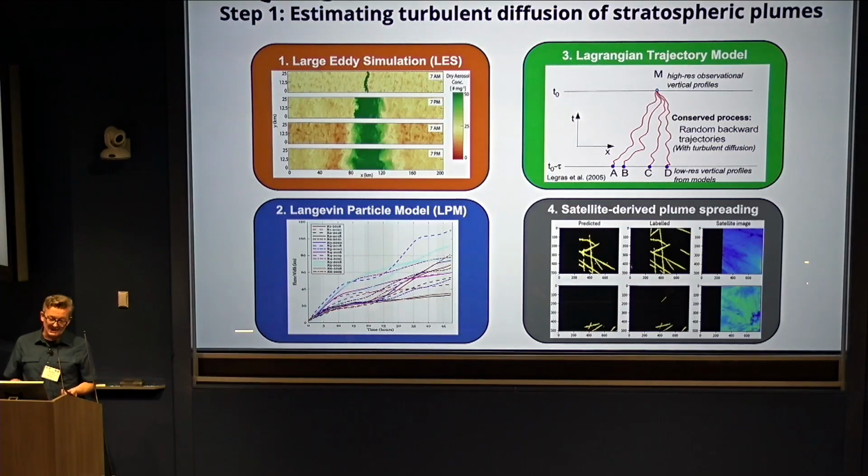So there are four different pieces to this work. I'll touch on large eddy simulation, which is one approach to explicitly modeling the turbulence in certain regimes in the stratosphere, and I'll also highlight why that's really difficult to do under many circumstances, in contrast to the boundary layer. We have a Langevin particle model.